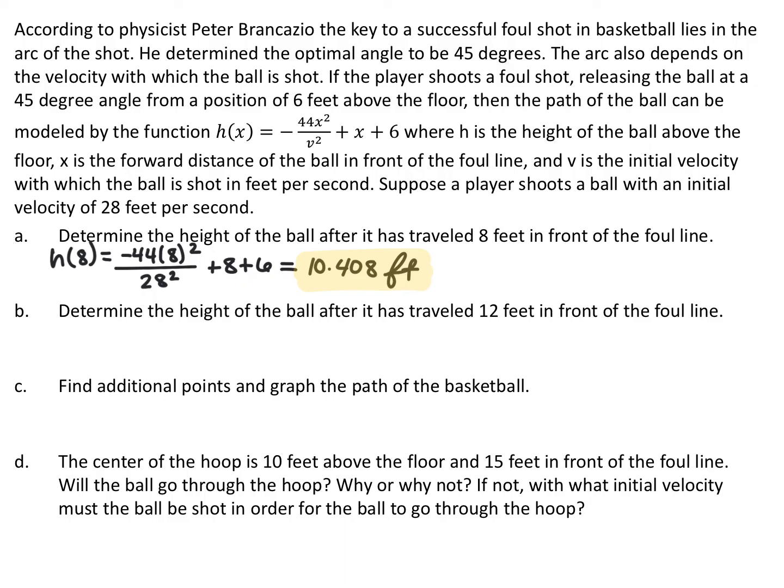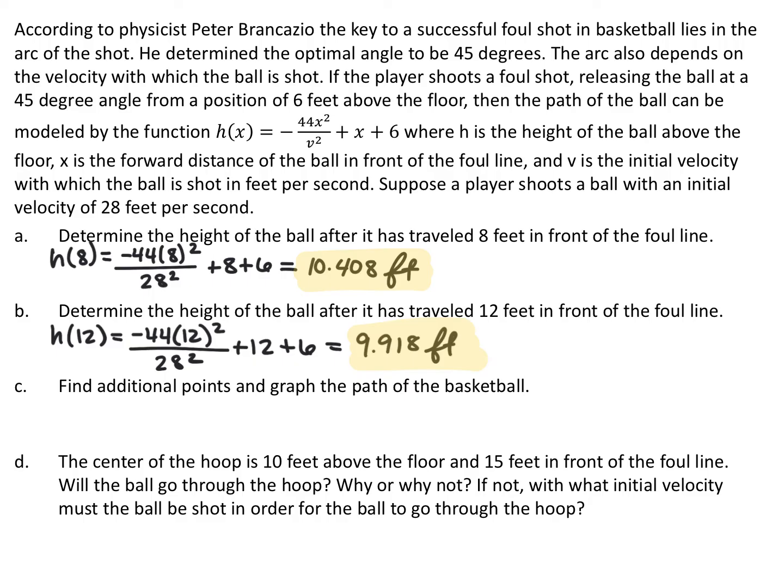So now go ahead and pause the video and determine the height of the ball after it has traveled 12 feet in front of the free throw line. So same idea on this one. I plugged in 12 for x this time. Initial velocity stayed at 28, and you end up with 9.918 feet.